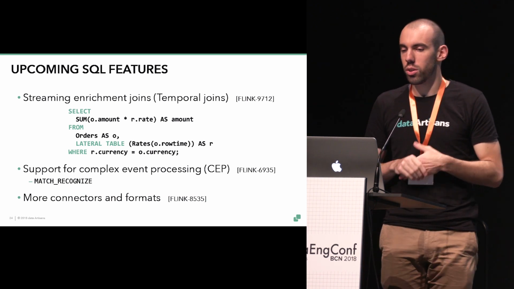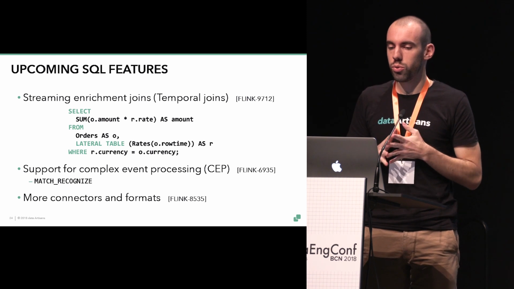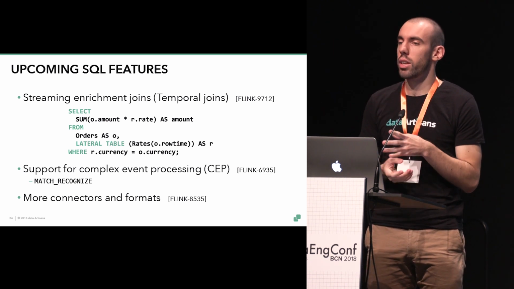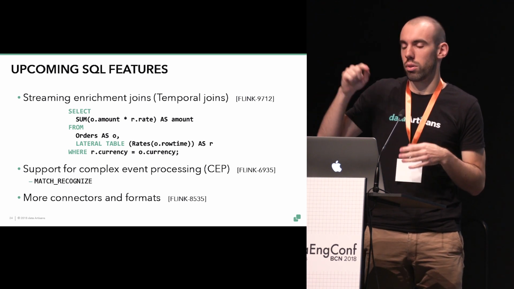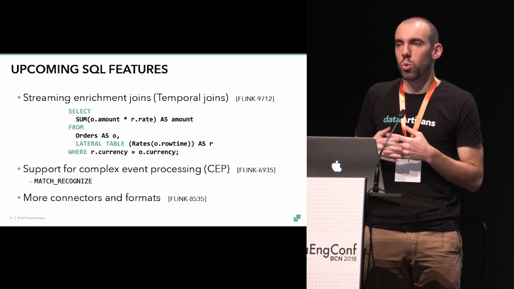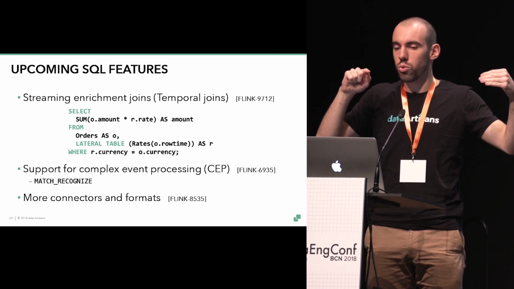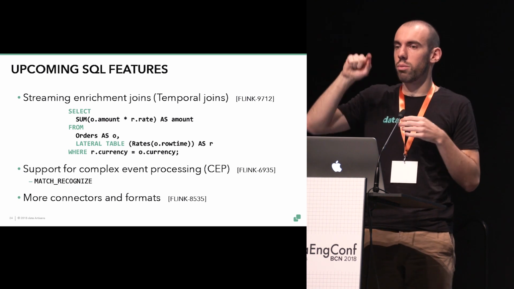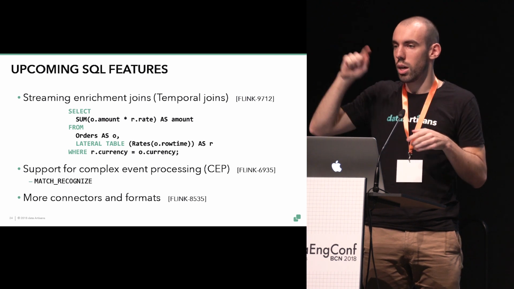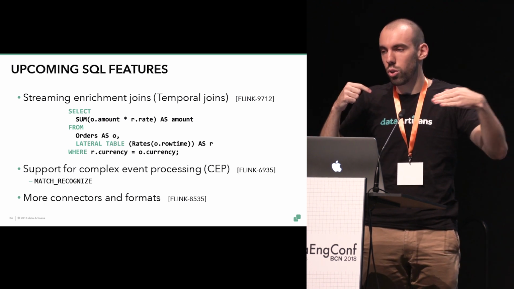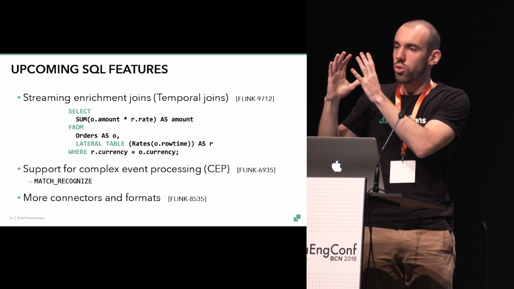There is also a large set of upcoming SQL features. We want to improve the way we can join data, especially for streaming. So we're working on a streaming enrichment join, also called a temporal join, where you have a table that is continuously updating, and then you just want to stream by some records. For example, you have a currency table, and the current currency rate is updating from time to time, and whenever an order streams by, you want to have a view on this versioned table.